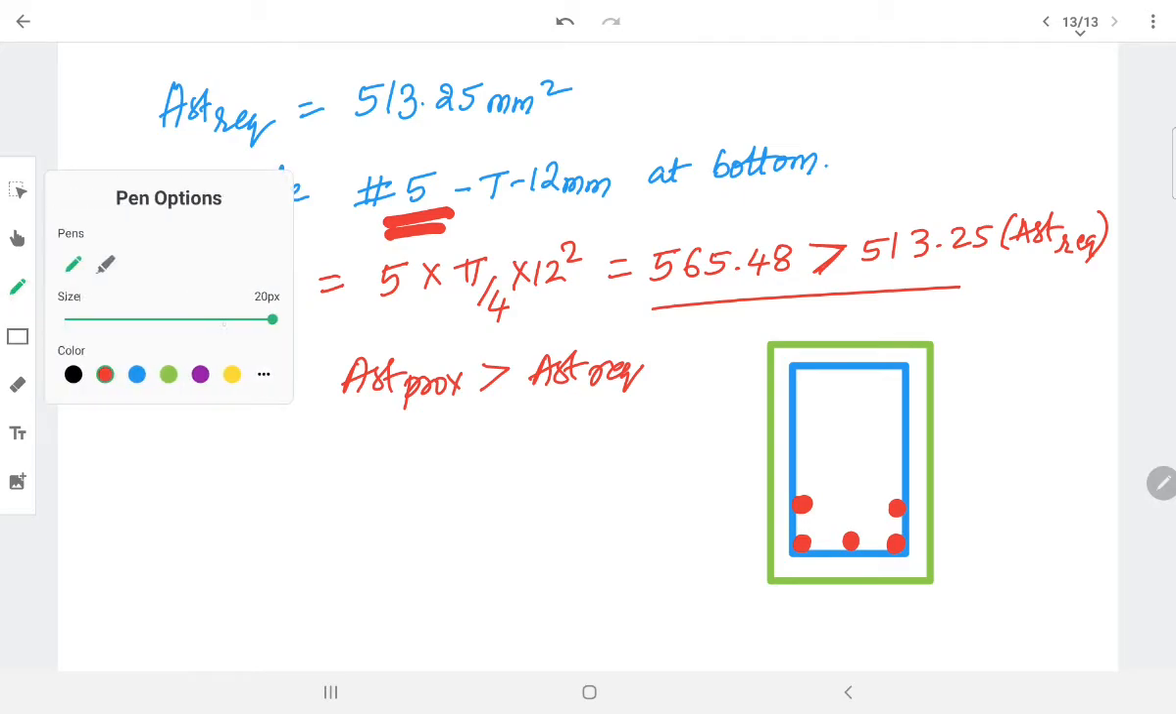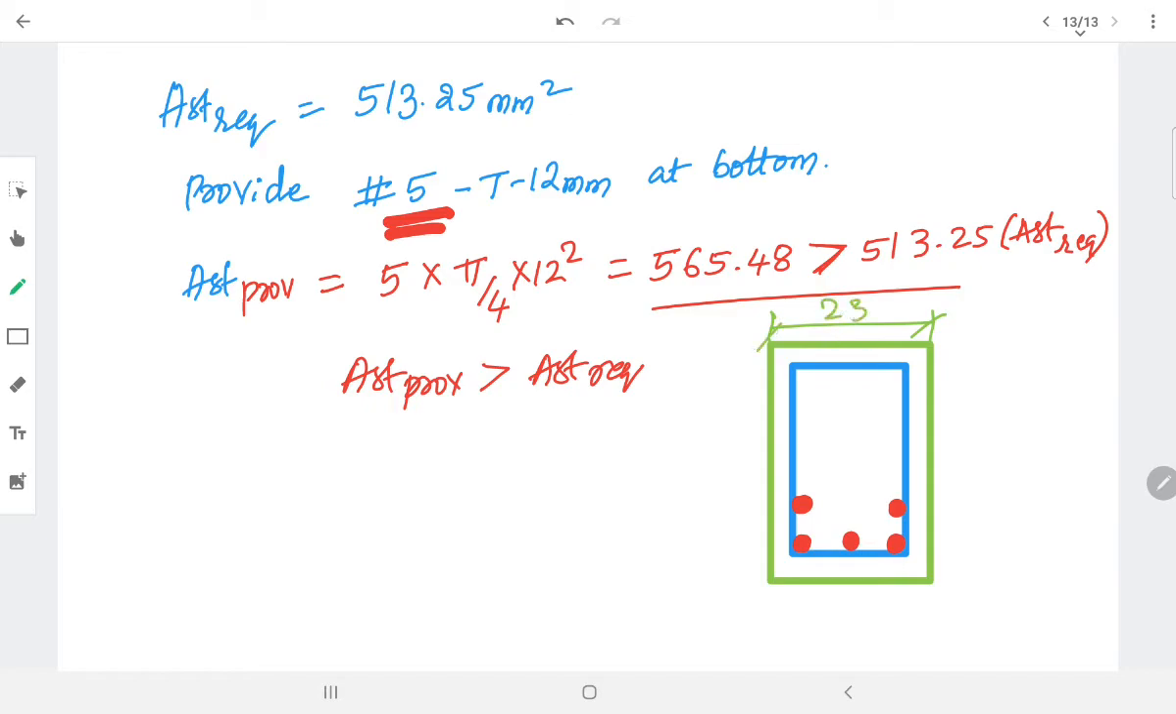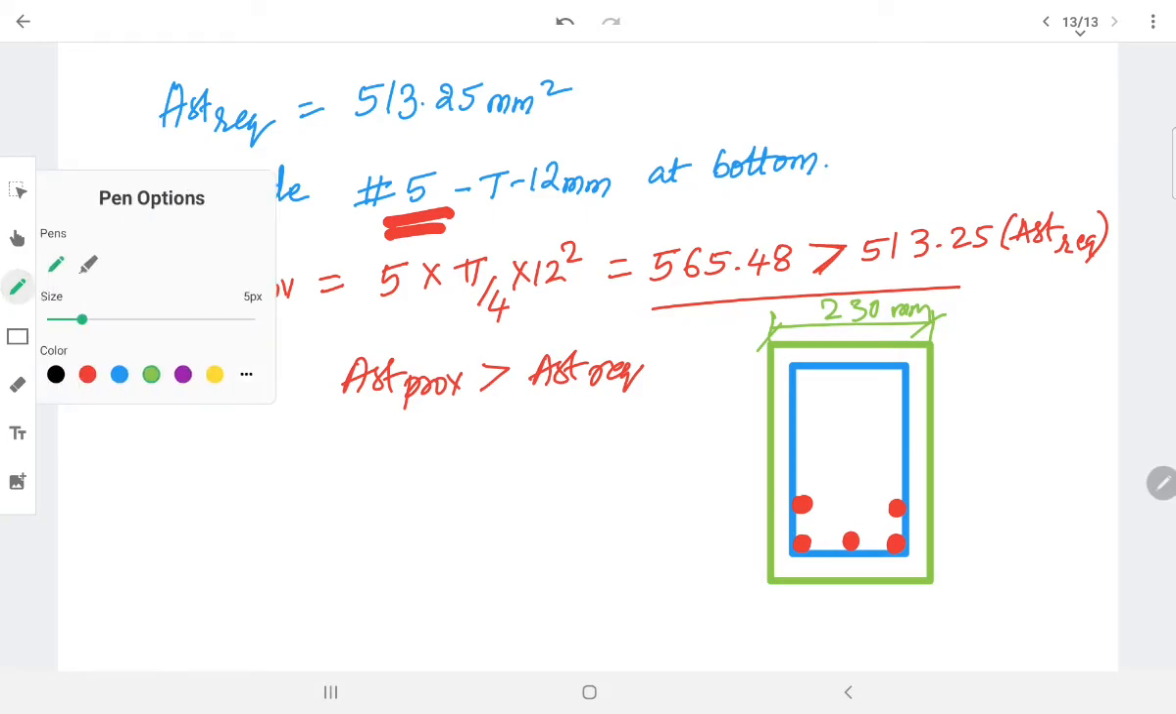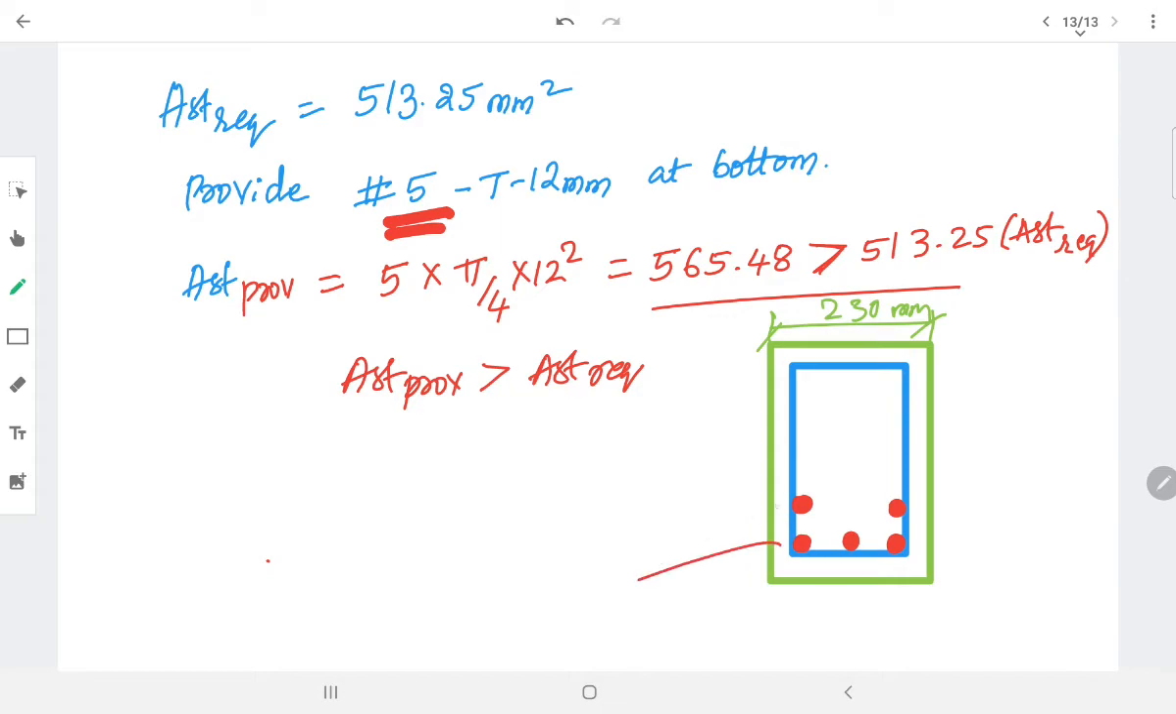As the width of beam is very less, so only 230 mm. If I provide all the 5 bars in one row, there is a congestion of the reinforcement. There should be a gap so that when you pour the concrete it can be placed properly. There should not be any honeycombing. Whatever the aggregates are there, that should pass through the reinforcement. That's why I have provided the 5 numbers of reinforcement bars to be provided in this manner.